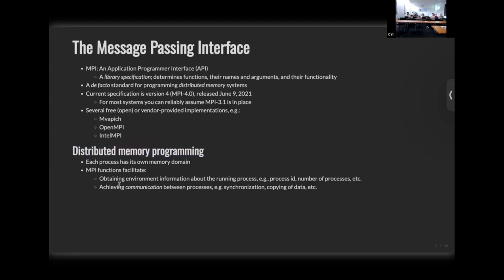So what MPI functions facilitate in this approach is, first of all, some simple things like obtaining environment information about the ID of the running process, the total number of processes that are running, etc. So that's one thing the MPI functionality allows you to do. But more importantly, MPI is used to achieve communication between processes, which effectively means copying data between domains of the independently running processes.